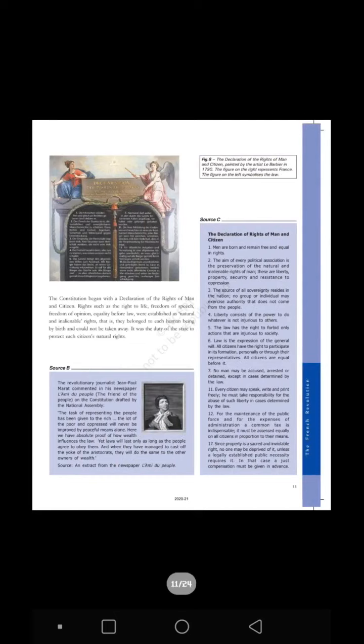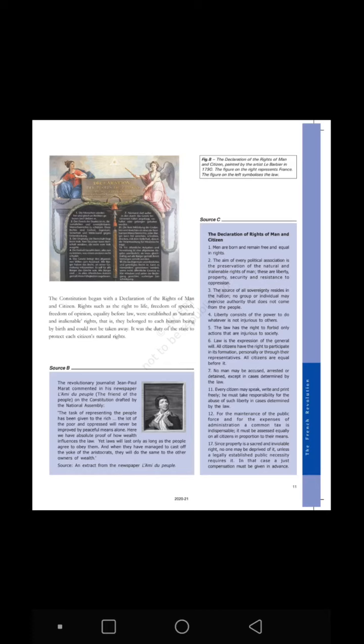Take a look at figure 8, the Declaration of the Rights of Man and Citizen, painted by the artist Le Barbier in 1789. The figure on the right represents France. The figure on the left symbolizes the law. Source C. The Declaration of Rights of Man and Citizen. 1. Men are born and remain free and equal in rights. 2. The aim of every political association is the preservation of the natural and inalienable rights of man. These are liberty, property, security, and resistance to oppression.